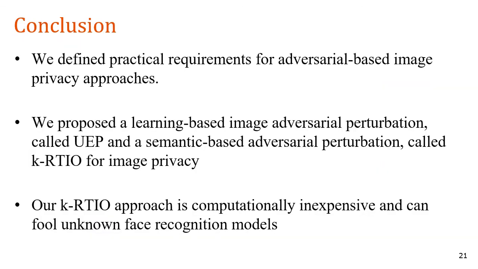In this paper, we first identified the practical requirements for adversarial-based image privacy approaches designed for image sharing platforms. And we proposed a learning-based image adversarial perturbation called UEP, and another one, a semantic-based adversarial perturbation called k-RTIO, for image privacy. We observed that the semantic-based adversarial perturbation k-RTIO is computationally inexpensive and can fool unknown CNNs. And also this approach is more robust against different types of attacks.